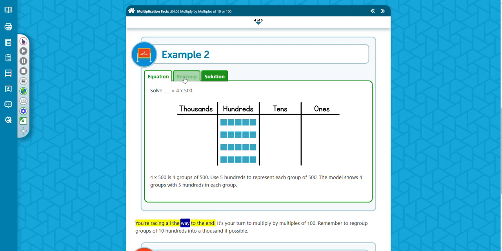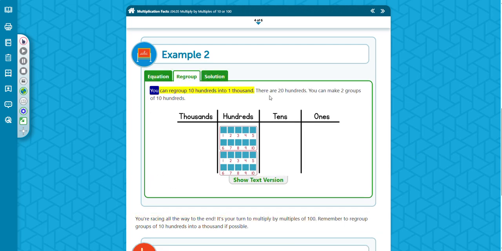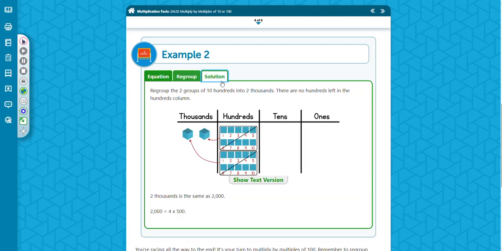You're racing all the way to the end. You can regroup 10 hundreds into 1000. There are 20 hundreds. You can make 2 groups of 10 hundreds. Regroup the 2 groups of 10 hundreds into 2000. There are no hundreds left in the hundreds column. 2000 equals 4 x 500.